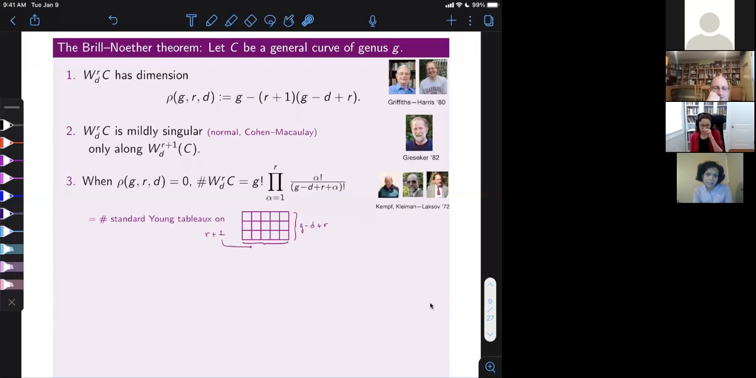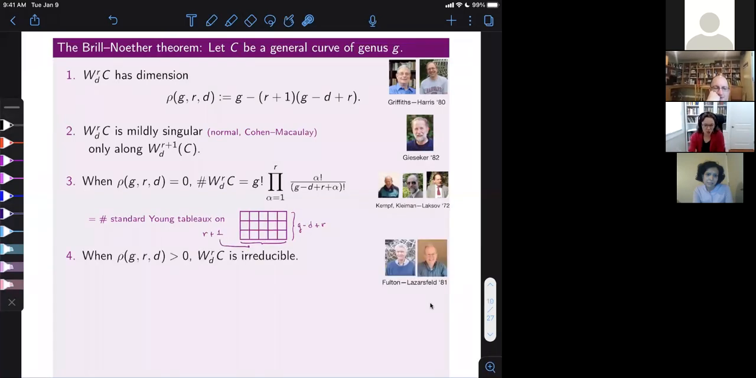And finally, the irreducibility part. When the dimension is greater than 0, it's irreducible, which can be deduced from a connectedness result of Fulton and Lazarsfeld for degeneracy loci occurring in the expected dimension, together with the smoothness result of Gieseker. So this is great. It's what our intuition tells us, that the only discrete invariants in this moduli problem should be the degree of the line bundle and the dimension of the projective space.